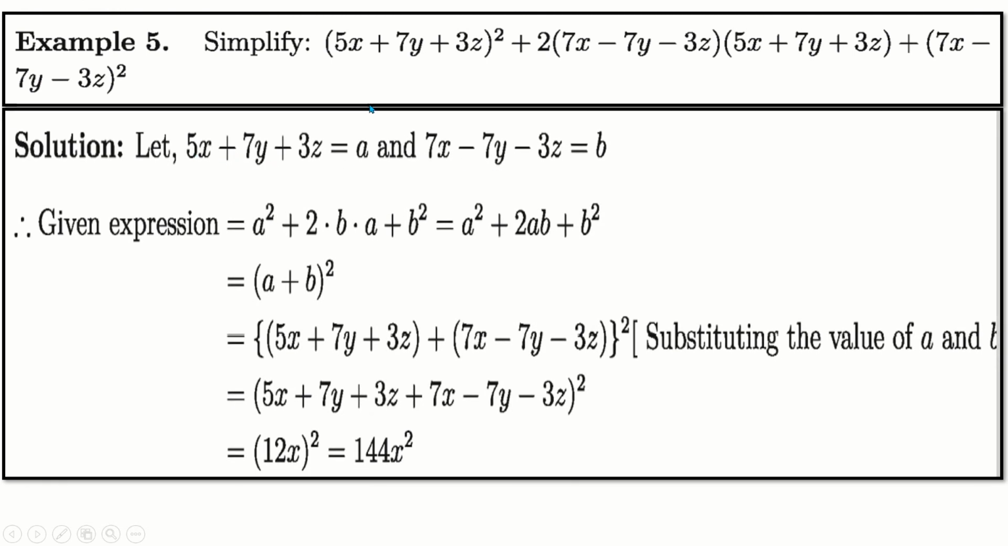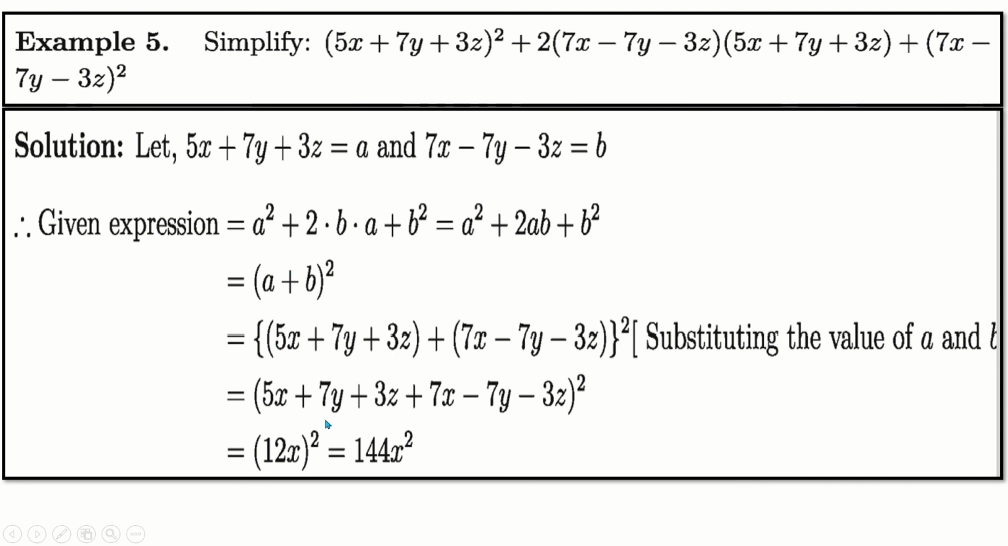Now putting the value of A and B in this expression, we will get A square plus 2 into B into A plus B square. So A square plus 2BA or 2AB, we can write A square plus 2AB plus B square, or this equal to A plus B whole square. A is equal to this, B is equal to this.